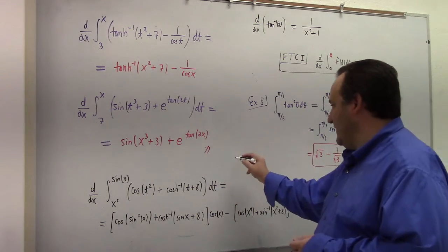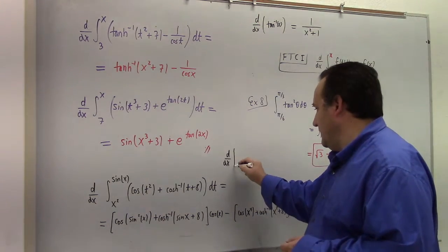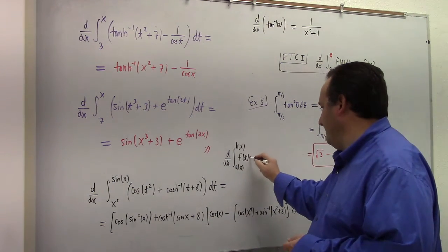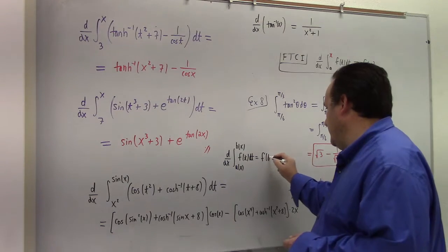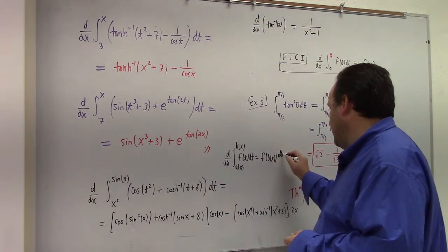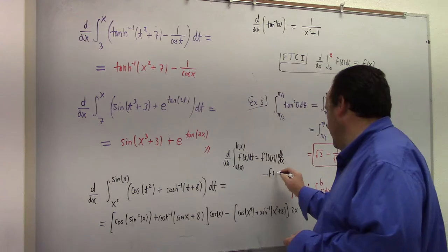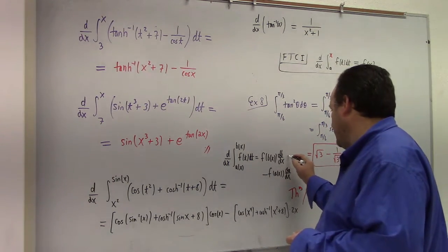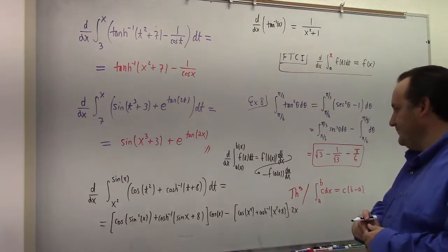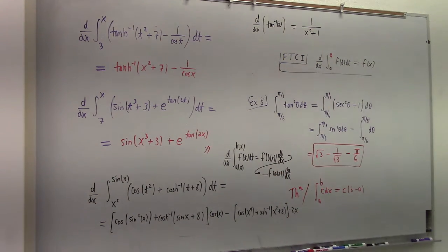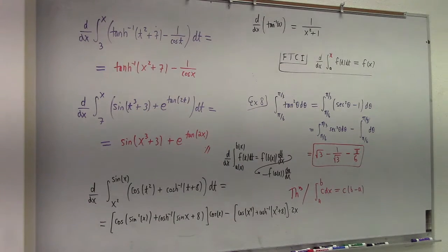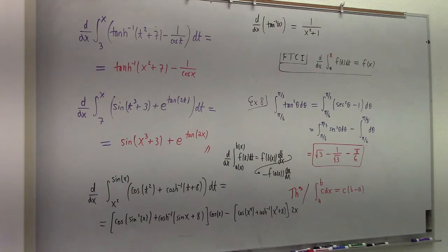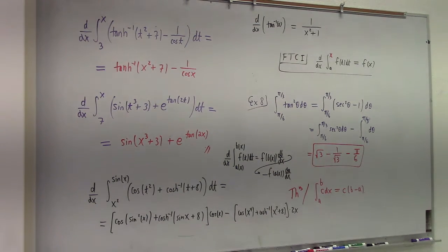In other words, what I'm saying is that d dx of the integral from a of x to b of x of f of t dt is f of b of x times db dx minus f of a of x times da dx. So when the bounds are variable but they're not just x, it gets more complicated. But if the variable is just x and it's in the right place, FTC1 is very, very simple.